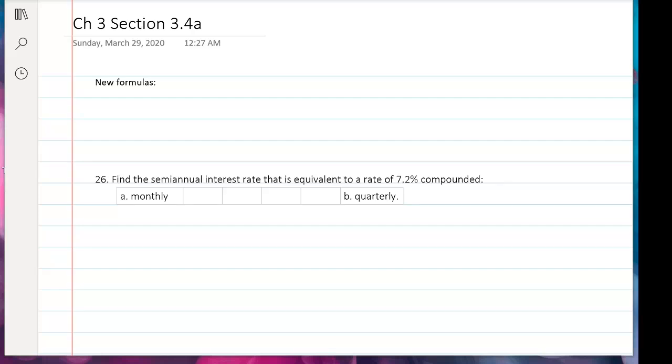Okay, so this is section 3.4. This is called general annuities. And the idea here is that we're going to use everything we've used before.